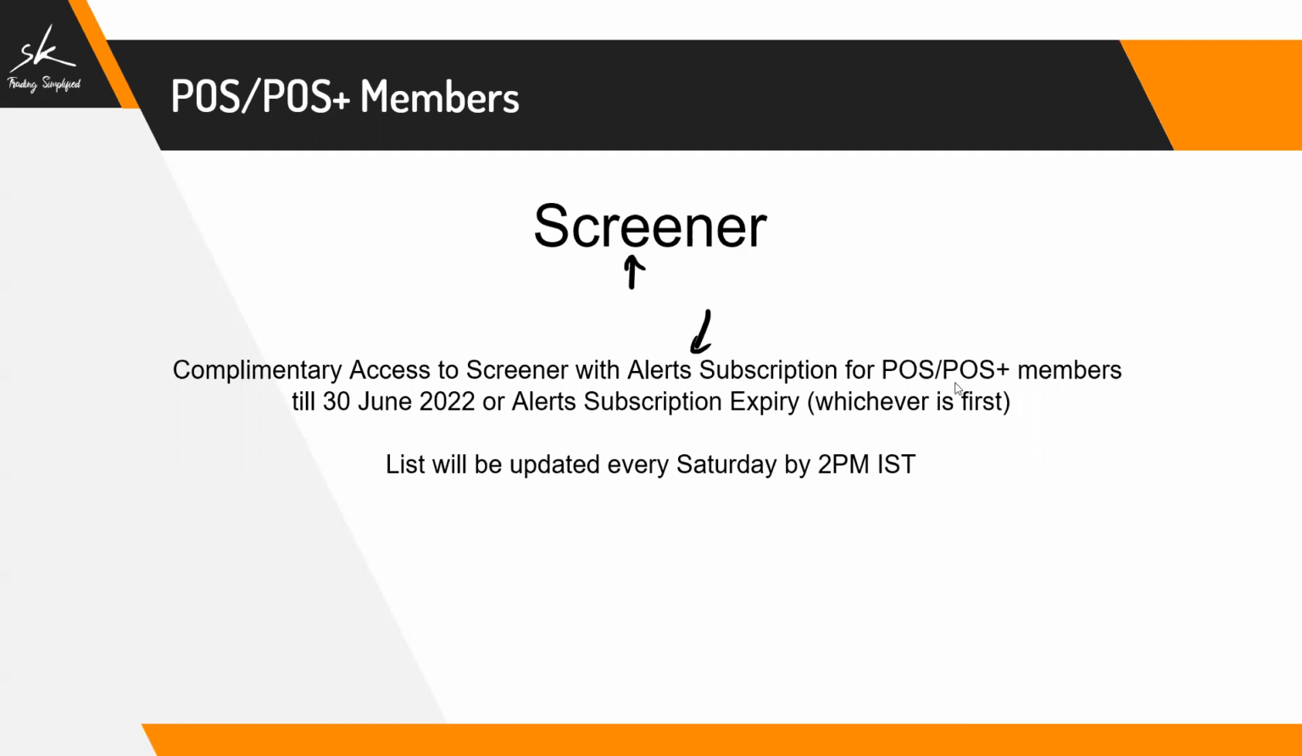And this access will remain till 30th of June or your alert subscription period, whichever is first. So for example, like I told you, we have 30 days, 60 days, and annual. If you have a 30-day subscription, your subscription is definitely going to expire before 30th June. So once your subscription expires, your access to this will expire. Yes, if you renew it, it will continue again.